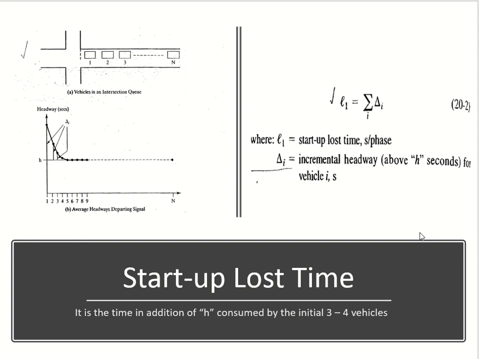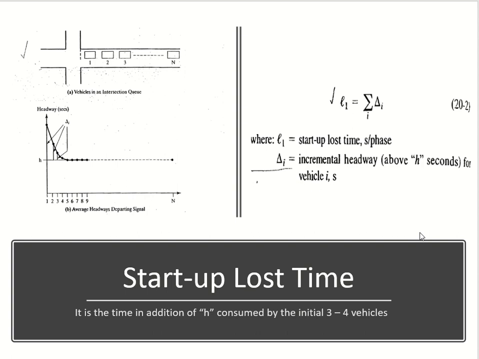Okay? So we have a minimum headway. The first 3-4 vehicles in the queue, their headway is more than minimum. So whatever extra value they have is called startup loss time. And if you add the startup loss time of all the first 3-4 vehicles, you get the startup loss time of the phase.